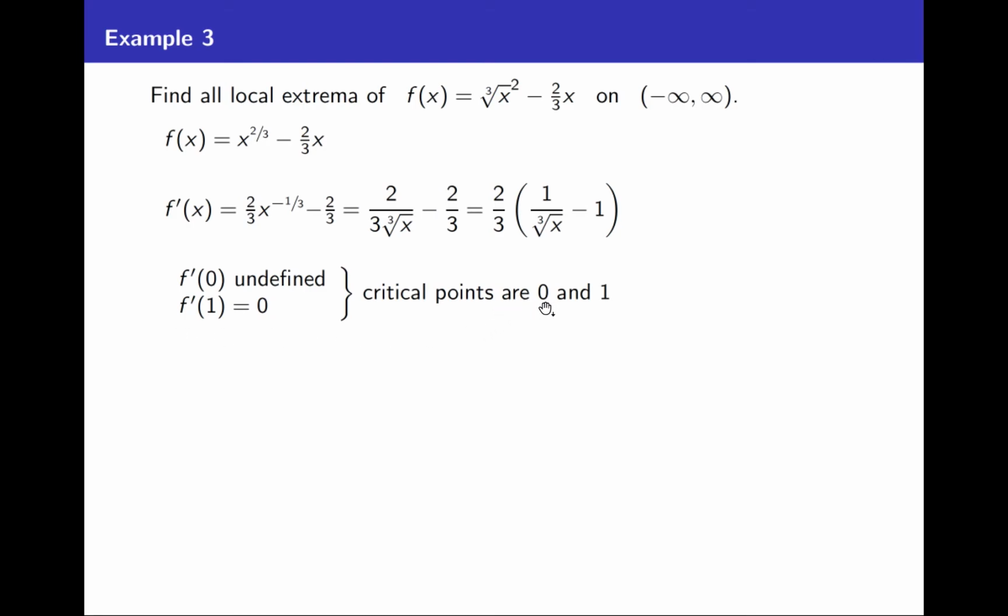We get critical points 0 and 1, because f prime of 0 is undefined, and f prime of 1 equals 0. Okay, now that we've got those critical points, let's set up our little number line over here with those critical points on it. And remember, we're going to look at the sign of the derivative f prime, whether it's positive or where it's negative, and that's going to give us our relative local extrema by the first derivative test.